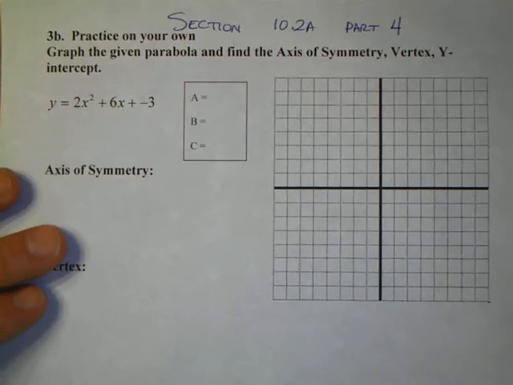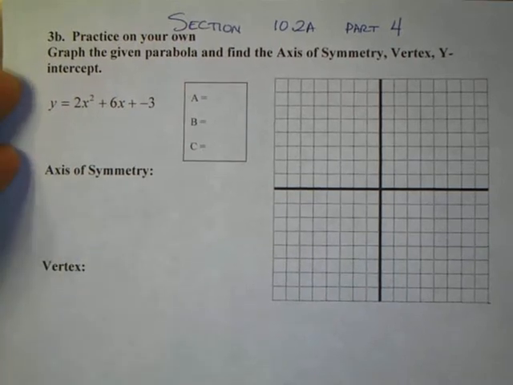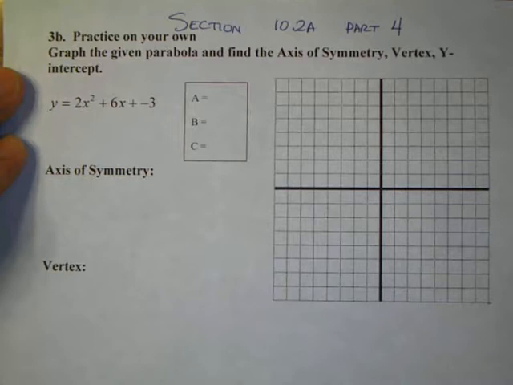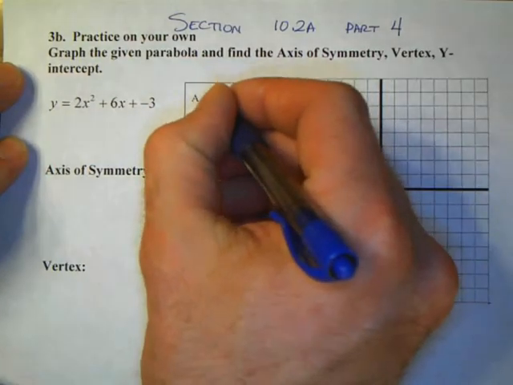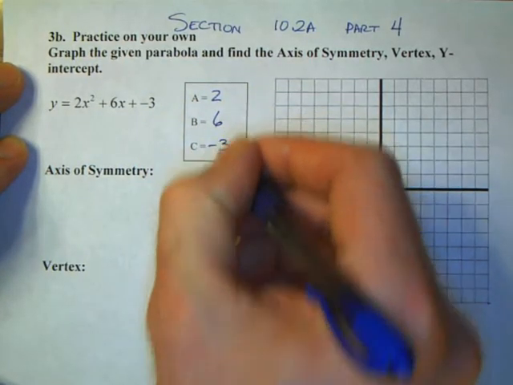This is section 10.2a, part 4. We're graphing parabolas of the form ax squared plus bx plus c. Our values of a, b, and c on this are 2, 6, and negative 3.